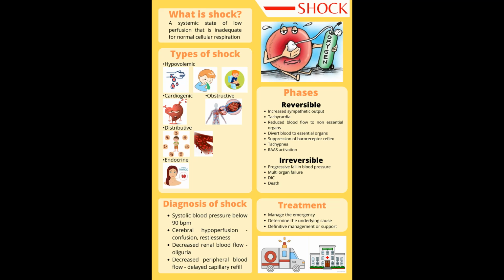Distributive shock occurs due to inadequate supply to increase vascular capacitance. It is associated with extensive vasodilatation of blood vessels and hypotension. It can either be anaphylactic shock following inflammatory reaction to allergens, septic shock caused by toxins, and neurogenic shock caused by spinal cord damage.